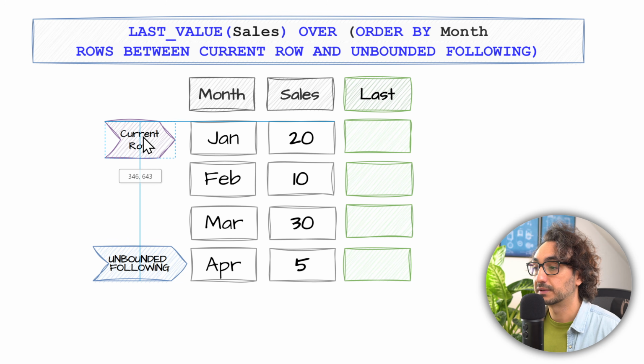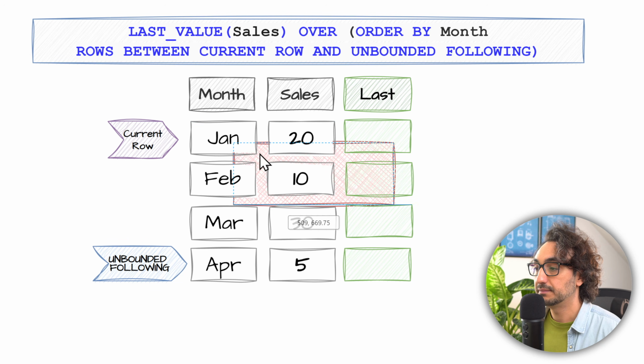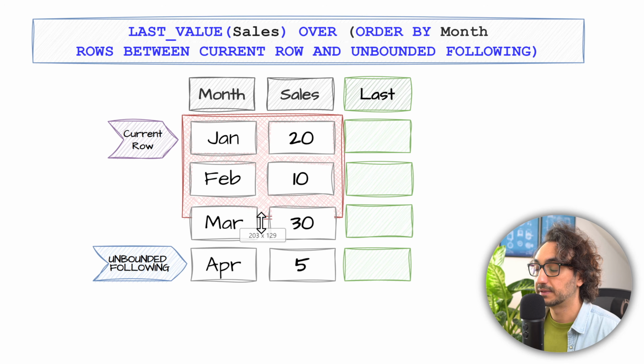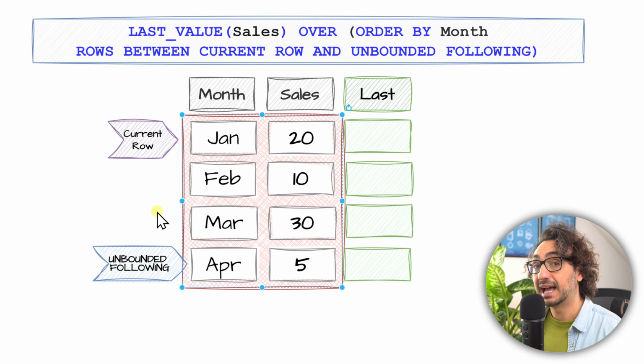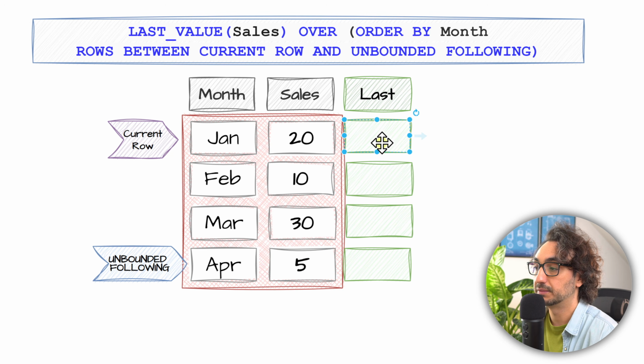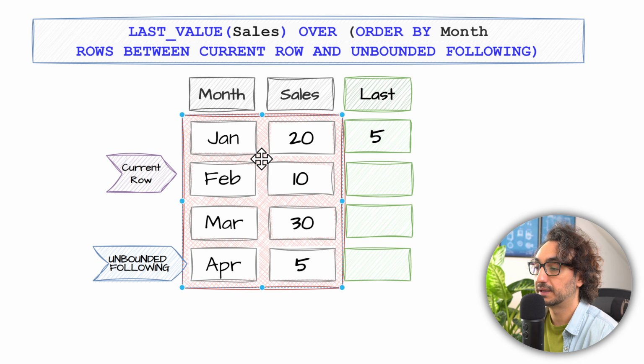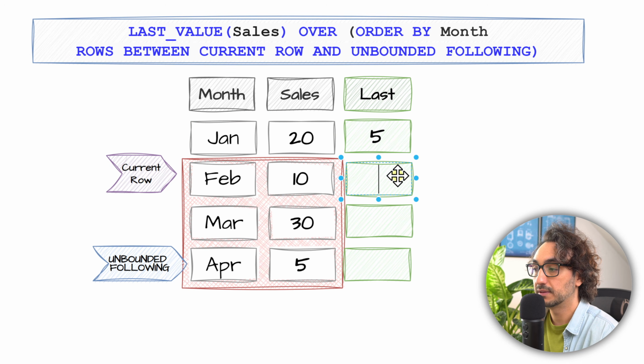So for the first row, the frame is the whole thing, right? From the current row until the unbounded following. So what is the last value? The last row, it's going to be the 5, the April. So we get 5 in the output. Now let's proceed to the next value. The frame is shorter and smaller. And what is the last value? It's going to be 5 as well, right?